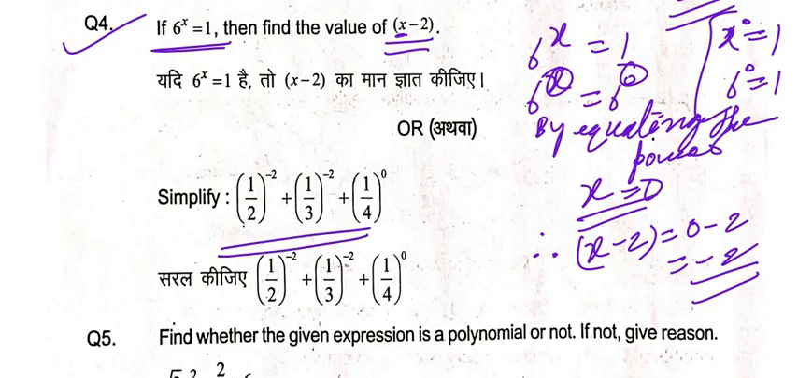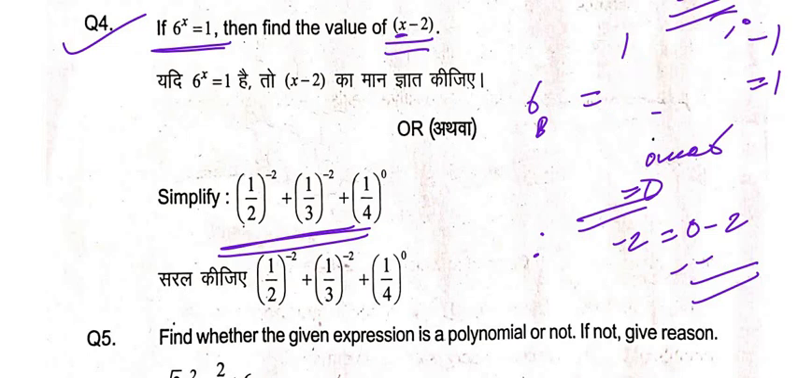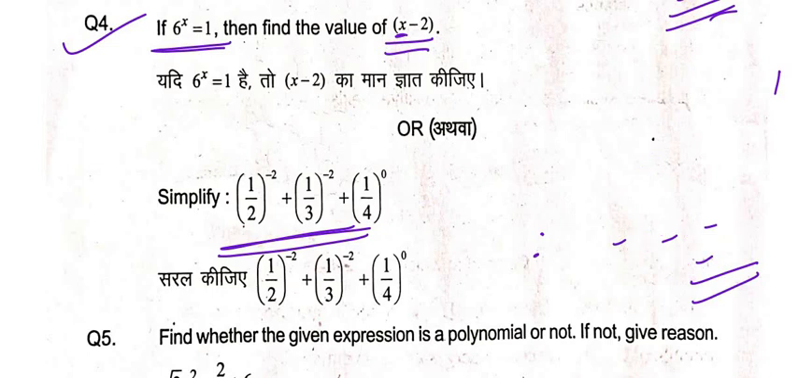Now moving to the OR part of the question. The OR part is also related to exponents and radicals. What we will do is make negative exponents positive. So take the reciprocal, you will get the solutions. Now moving to question number 4 OR. Here I am solving the question. See the question first. Question is given: 1 by 2 whole to the power minus 2, plus 1 by 3 whole to the power minus 2, plus 1 by 4 whole to the power 0.